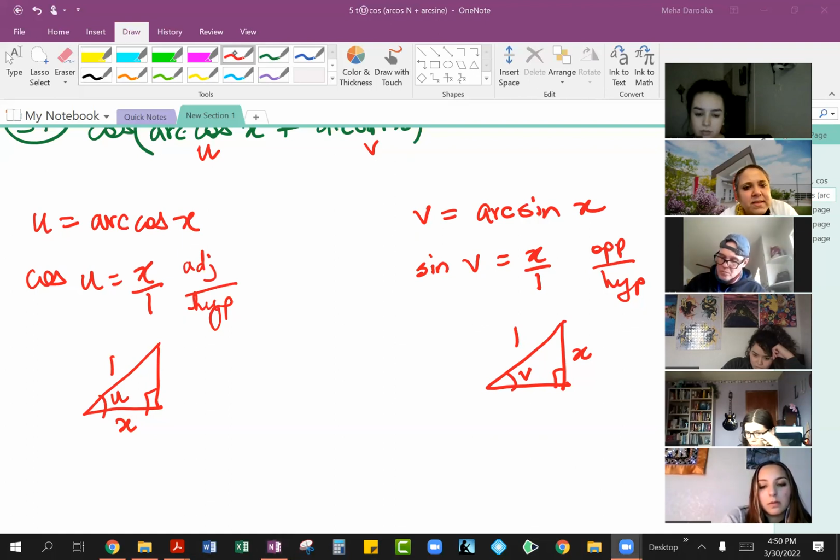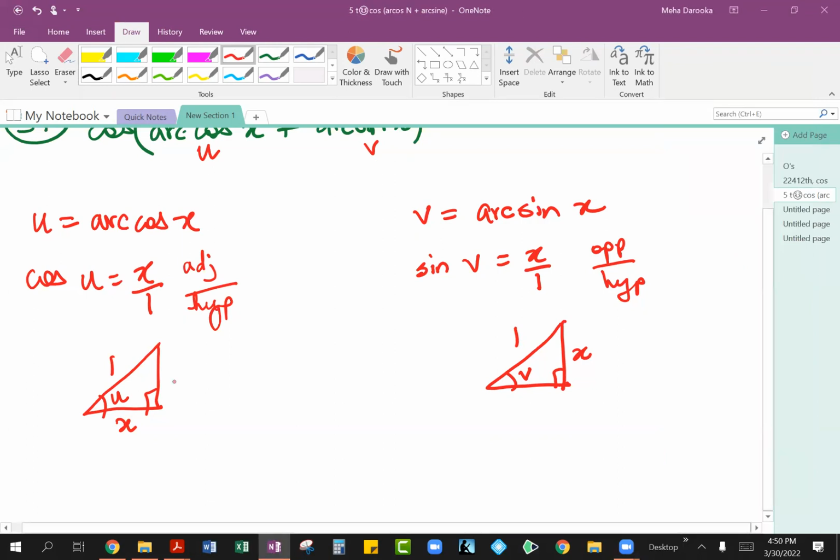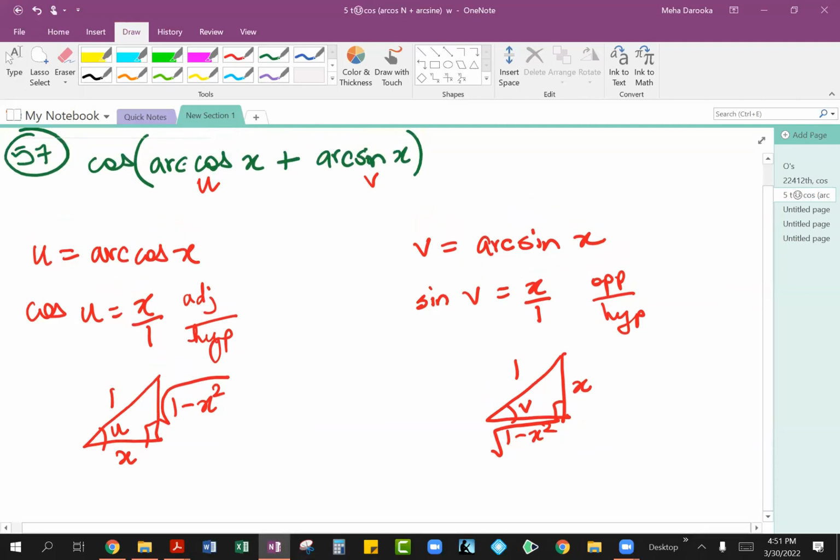Square root of 1 minus x squared for both. Yeah, very nice. Square root of 1 minus x squared. Very good. Yeah, so 1 minus x squared, and you do a square root. The reason that happened was because you had the same value, x over 1 and x over 1 for both cosine and sine, and the math is very similar. So yeah, you do end up with square root of 1 minus x squared.